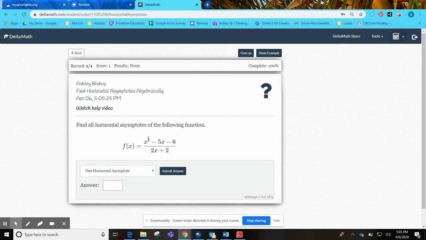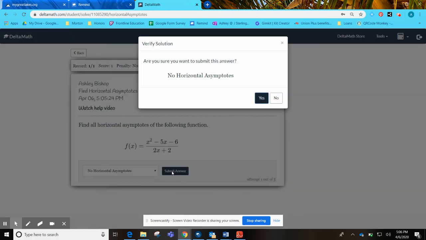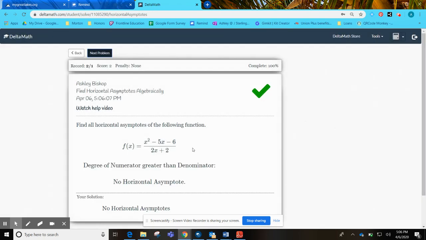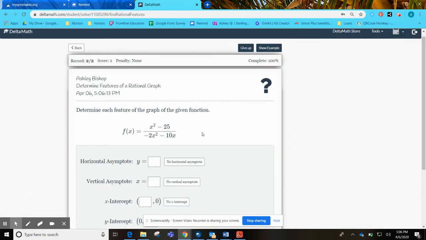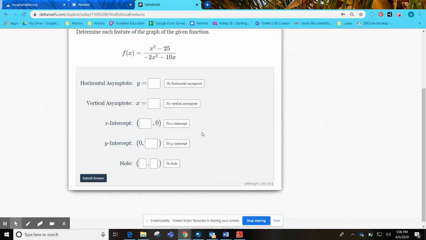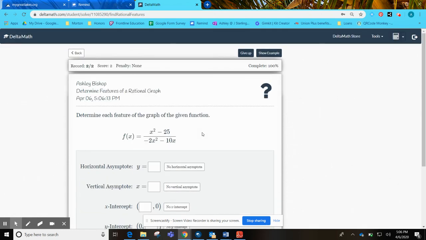So here the degree of the numerator is greater than the denominator, so that means I have none. Oops, so I'm going to take this scroll bar and hit none and submit my answer, and it'll tell me that I'm right. So make sure you are using your notes for these. And then I have a separate video on how to do these problems. So please watch that video after this and you will be all set.